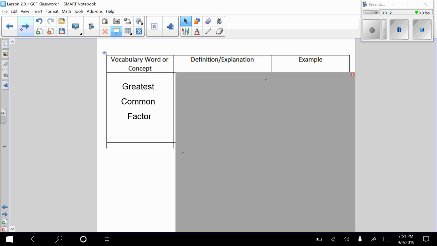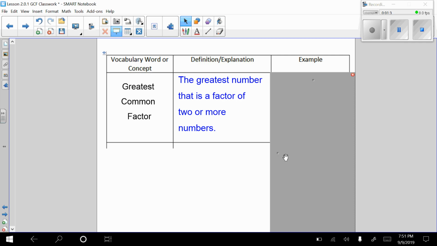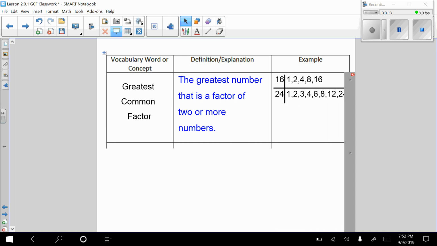When we look at greatest common factor, we can write a definition as the greatest number that is a factor of 2 or more numbers. That means if we look at an example here, we could have 16 and 24. The factors of 16 are 1, 2, 4, 8, and 16. And the factors of 24 are 1, 2, 3, 4, 6, 8, 12, and 24. Although they have more than one factor in common, the greatest common factor of 16 and 24 would be 8.